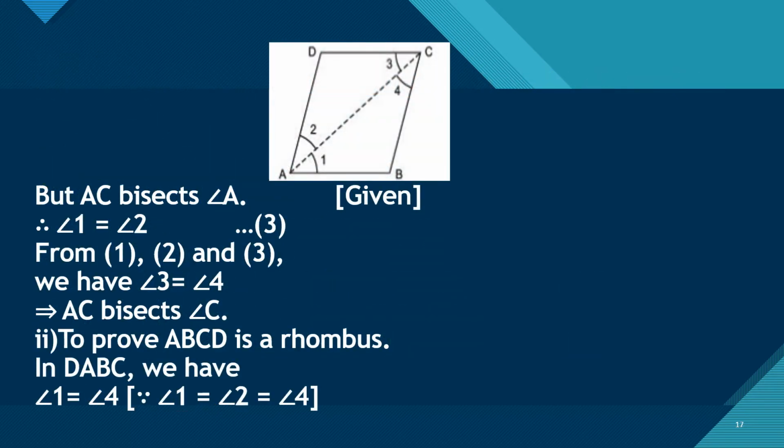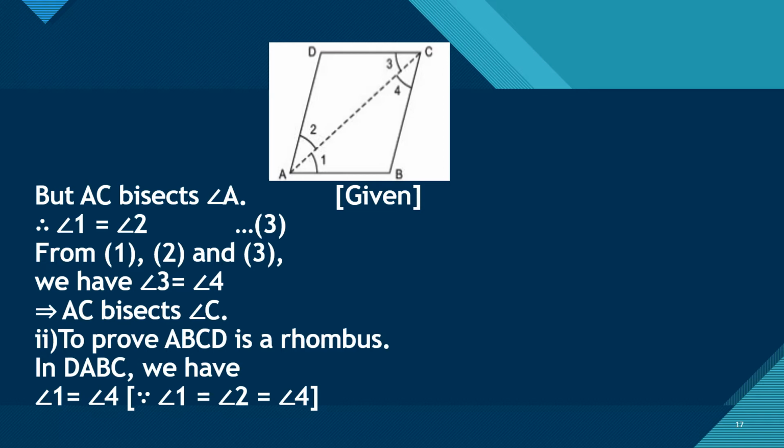But AC bisects angle A, so angle 1 is equal to angle 2, as AC bisects angle A is given. So from 1, 2 and 3 we have angle 3 is equal to angle 4. So AC bisects angle C. Now in the second part, we have to prove that ABCD is a rhombus.